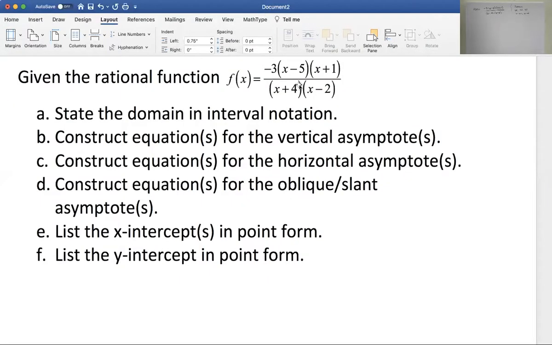This question starts with this rational function. f(x) = -3(x - 5)(x + 1) / ((x + 4)(x - 2)). Find the domain, vertical asymptotes, horizontal asymptotes, slant asymptotes, x-intercepts, and y-intercepts. So let's start by looking at the domain.